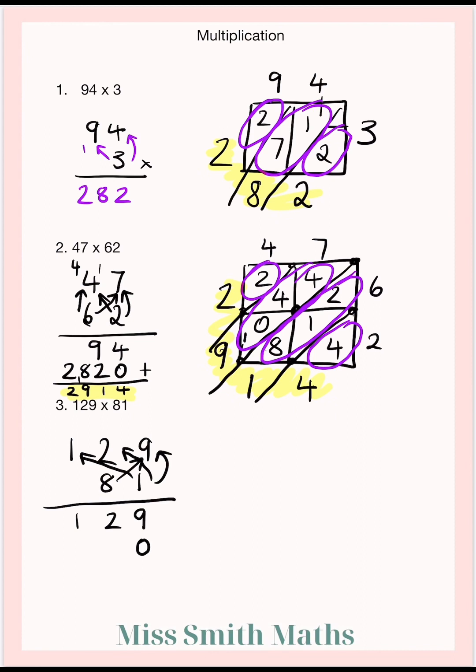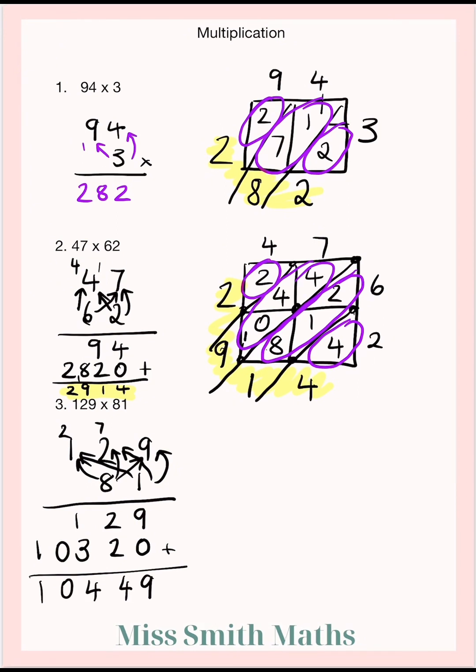8 times 9 is 72, so I'm going to carry my 7. 8 times 2 is 16. Add your 7 is 23. And then 1 times 8 is 8. Add your 2 is 10. I'm going to add those both up: 9, 4, 4, 0 and 1. And finally then, using that exact same method as before for the same question.